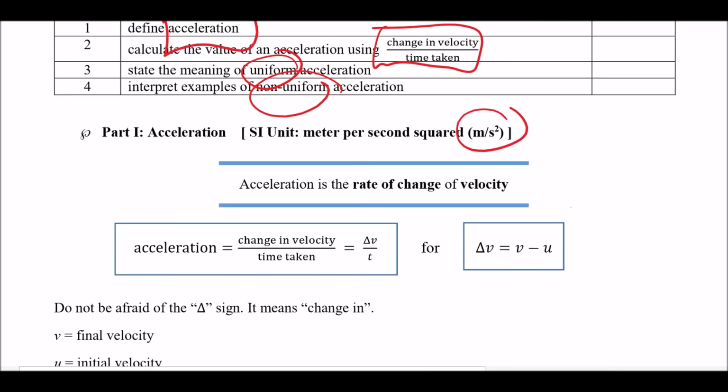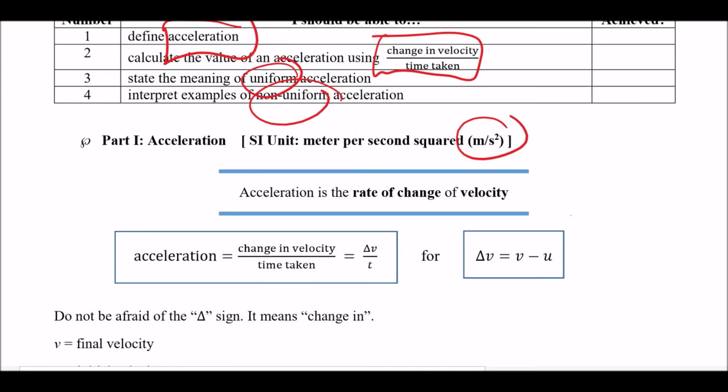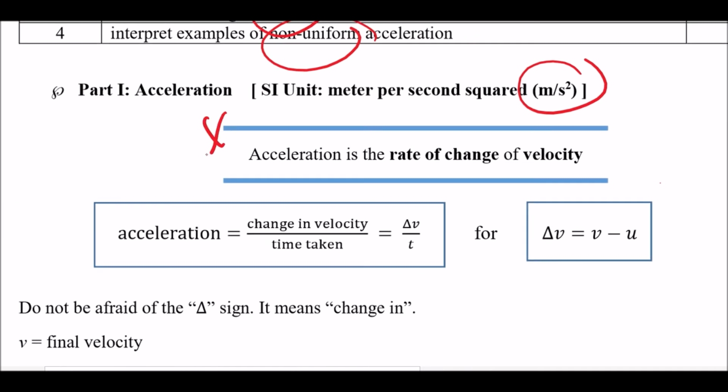Acceleration carries the unit of meter per second square. How do you know that it's meter per second square? Okay, in order to do that, we have to look at the formula first. But before that, acceleration is the rate of change of velocity. Okay, so if you look at the definition, you can figure out that the formula is like this: change in velocity over time taken, or in symbols, delta v over t.